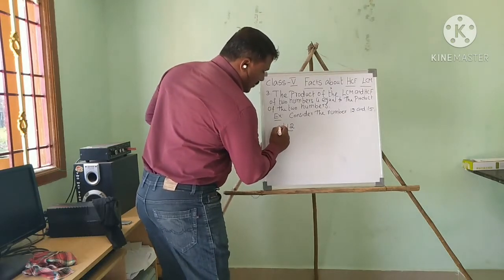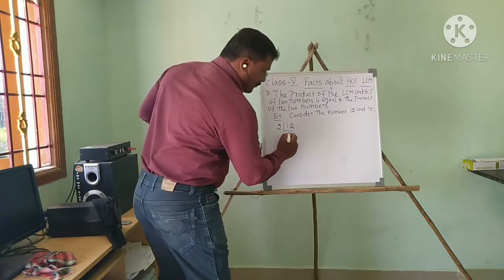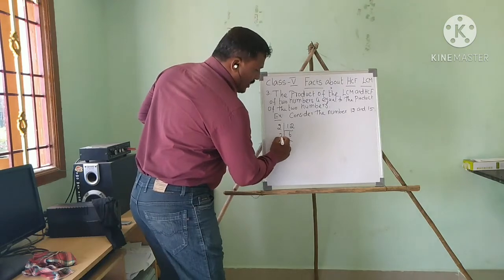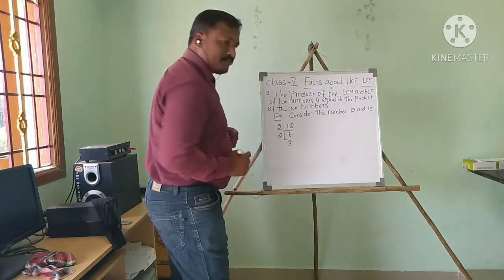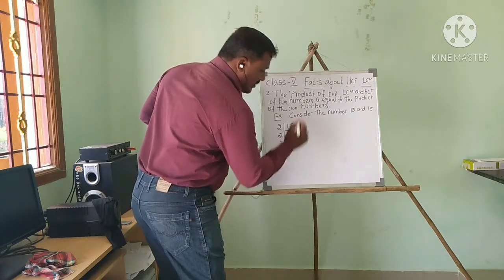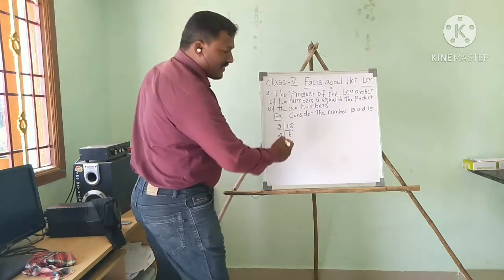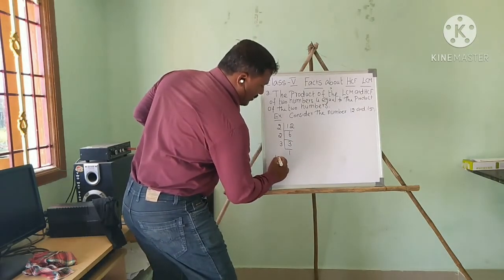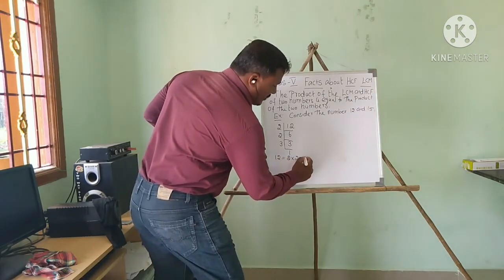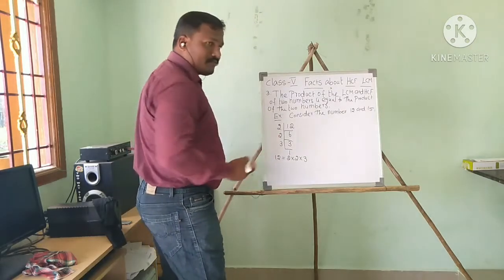This way, okay? 6 2s are 12. 2 3s are 6. Then 3 1s are 3. Let me collect the factors. So 12 is equal to 2 into 2 into 3. These all are factors of 12.